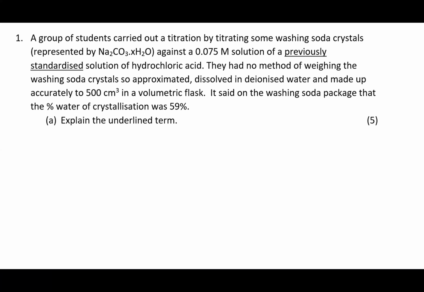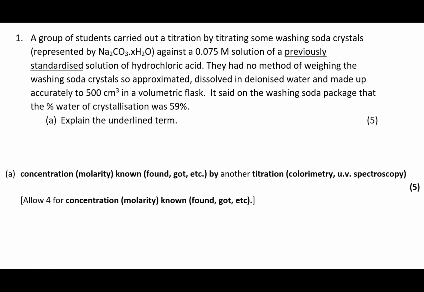They had no method of weighing the washing soda crystals, so approximated, dissolved in deionized water and made up accurately to 500 cm³ in a volumetric flask. It said on the washing soda package that the percentage water of crystallization was 59%. Explain the underlined term, previously standardized. Previously standardized means that the concentration was found by another titration, and you have your options in there, the molarity found by colorimetry or UV spectroscopy. 4 marks for saying that the concentration or molarity was known.